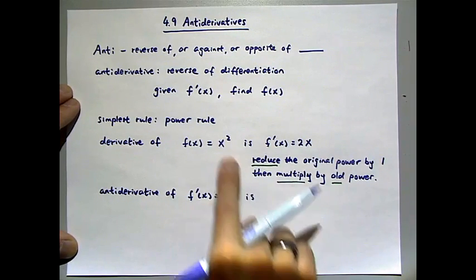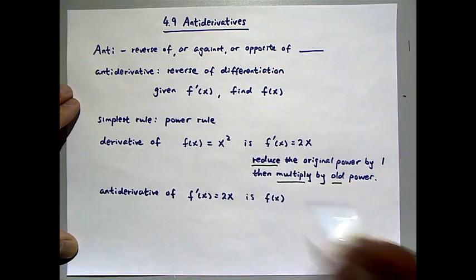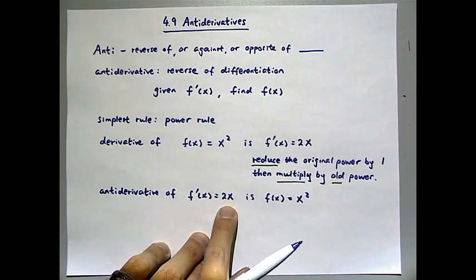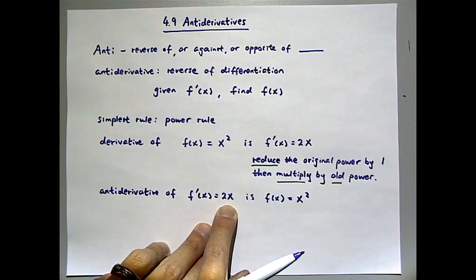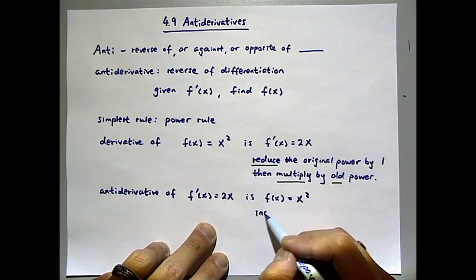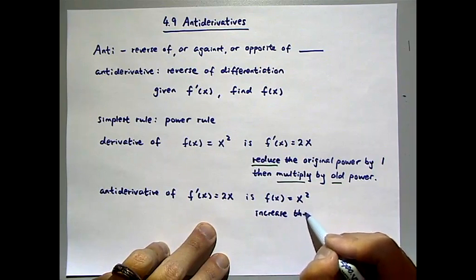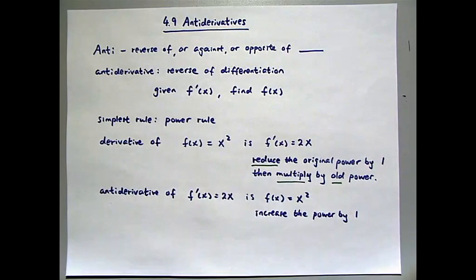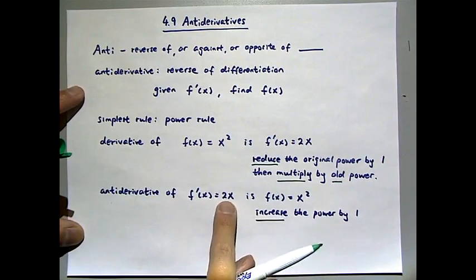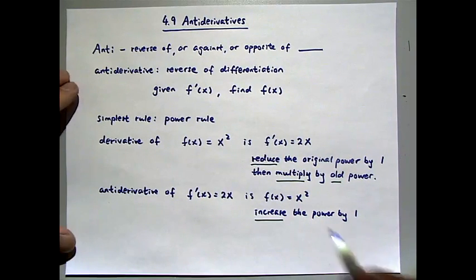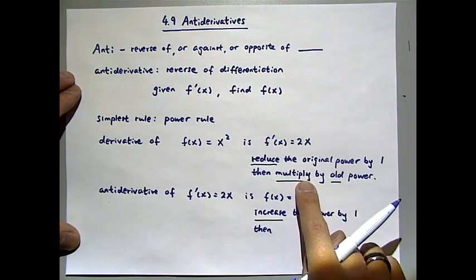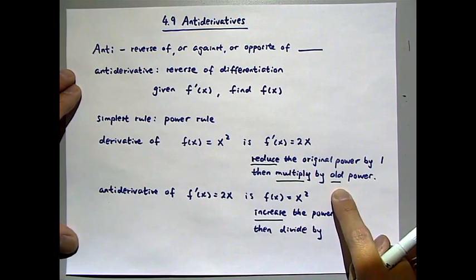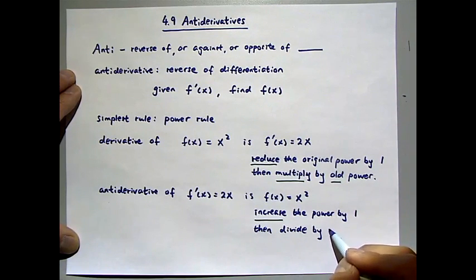We know this thing came from that, right? F of x. So what did we do? We look at what we started with. First, we increased the power by 1. Okay, instead of reducing, we do the opposite. We increase the power to go from 1 to a 2. Then, instead of multiplying, we're going to divide. Instead of multiplying by the old power, we're going to divide by the new power.